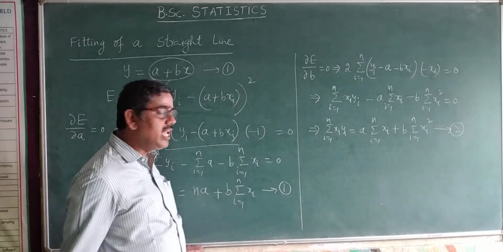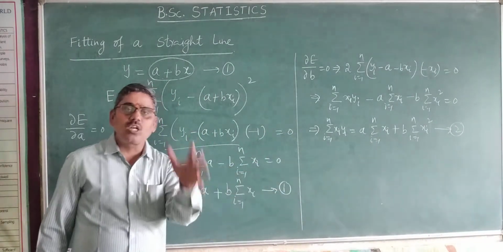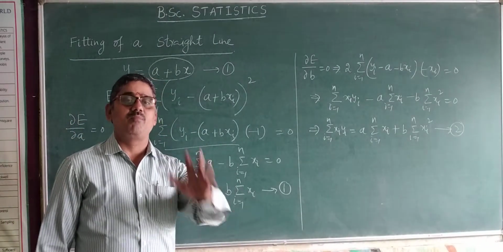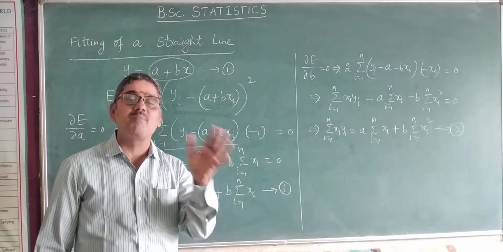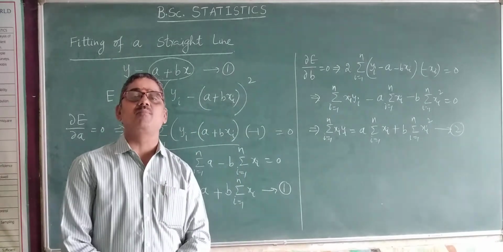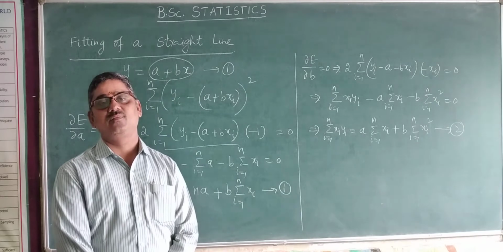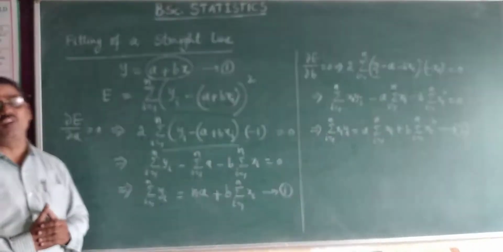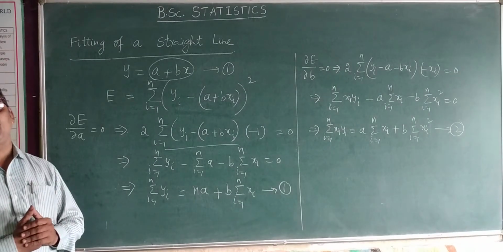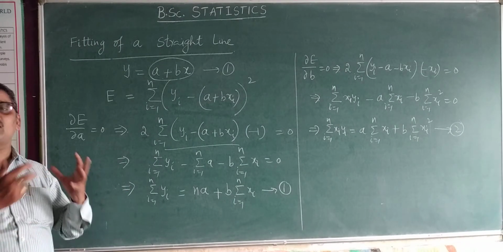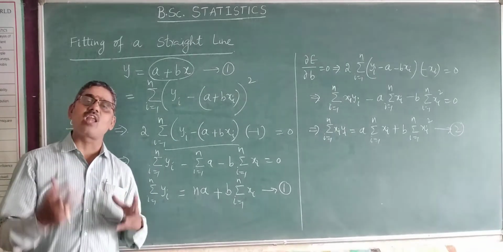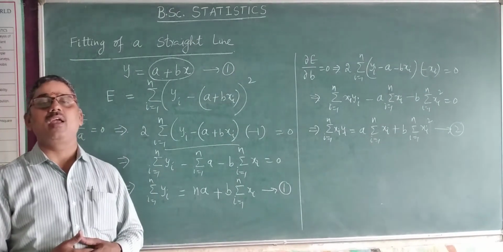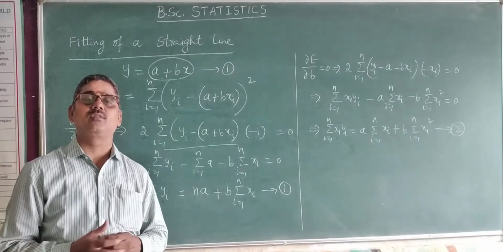By solving these two normal equations, whatever values a and b are obtained are called the best values, which give the best fit of the straight line. So this is the procedure of fitting a straight line. By using these normal equations, we calculate the values of a and b, which gives the best fit of the straight line. This is the procedure. Hope you understand.